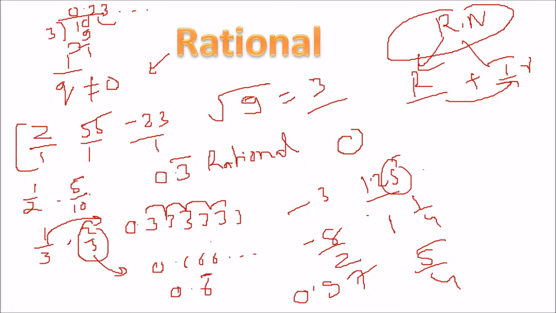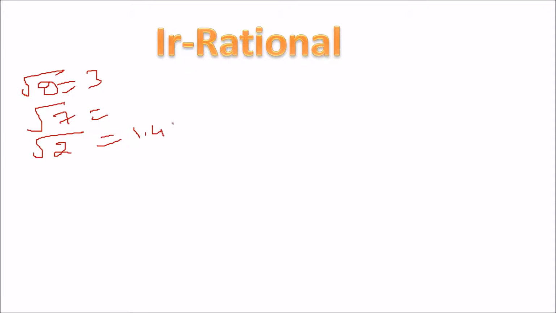Now, hope you understood rational numbers. Let us come down to irrational numbers. As I suggested earlier, all those which are not rational are called irrational. So what exactly are irrational numbers? You have just seen under root 9 is 3. But what about under root 7? What about under root 2? These are not perfect squares. So under root 2 will give you something like 1.414 and so on. Let me come back to this again.